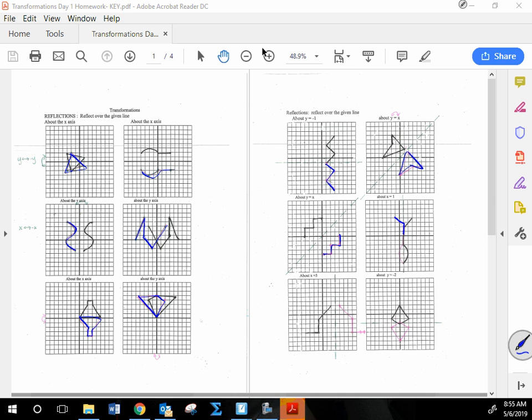I feel like this one looks like a fish skeleton. This one did go off.